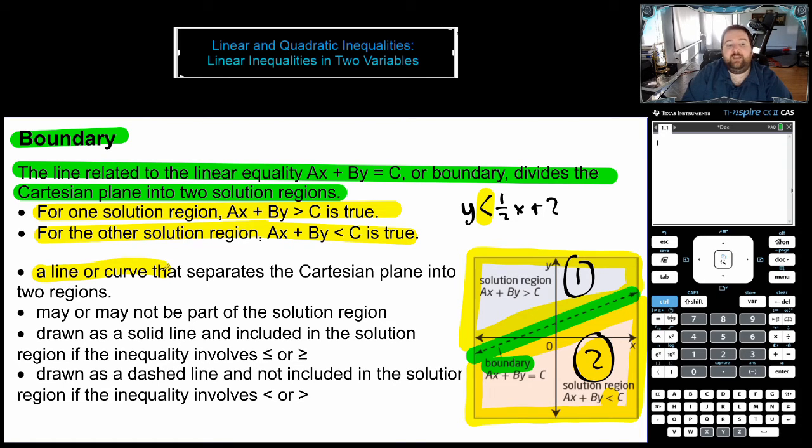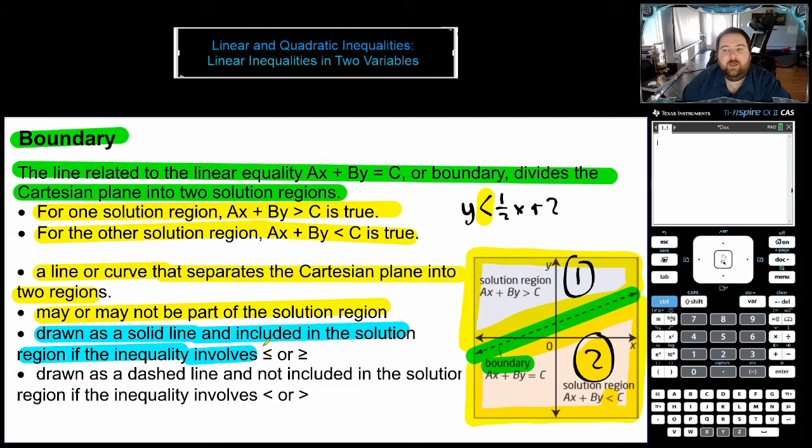And so a boundary is a line or a curve, we're going to be dealing with quadratics here soon, that separates the Cartesian plane into two regions. It may or may not actually be part of the solution. And this is where we have to differentiate in how we say whether or not what's on the line is part of the solution. If it's drawn as a solid line, then those points on the line are included in the solution. And that's going to happen when we use the symbols less than or equal to or greater than or equal to. Okay, so those are going to be the situations.